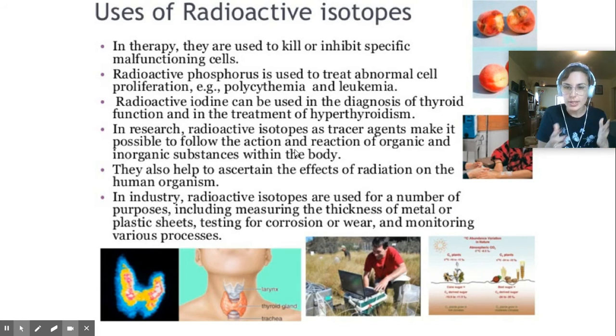We use this to help us find things like cancer. We can find kidney function and how kidney function is going in the body by using these radioactive tracers to see how they're reacting with organic molecules in our body. So it can be used in lots and lots of different ways.